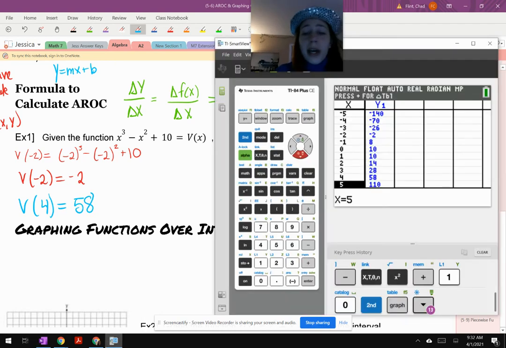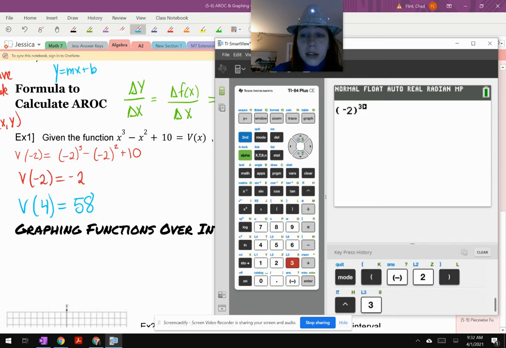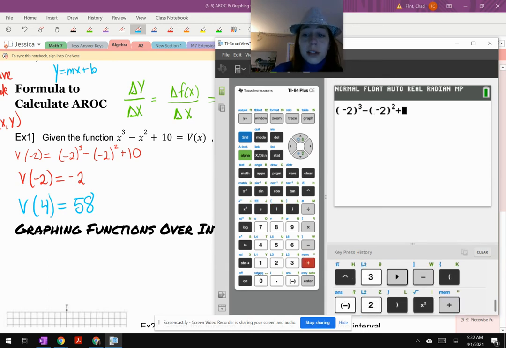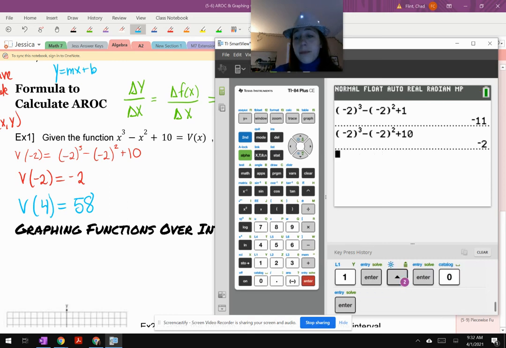And yes, we could go back and double check this just to make sure, but guys, use the calculator, because you're way more likely to make a calculation mistake, especially with the exponents and the negatives, whereas the calculator will do it for you. You could go ahead though and plug this in. Negative 2 parentheses to the third power minus parentheses negative 2 parentheses squared plus 10. I did plus 10. Boo that. There we go. And boom, proof. So you could do it either way.